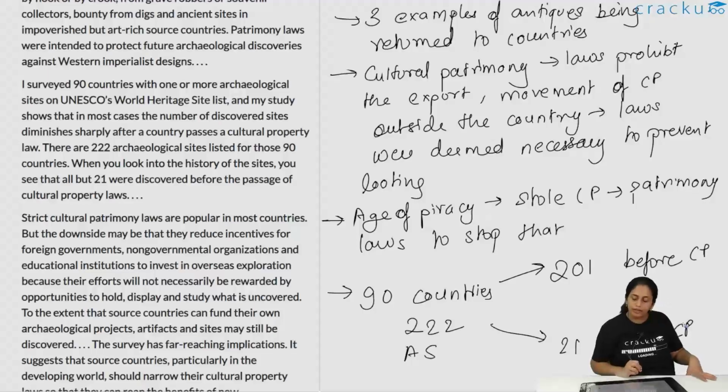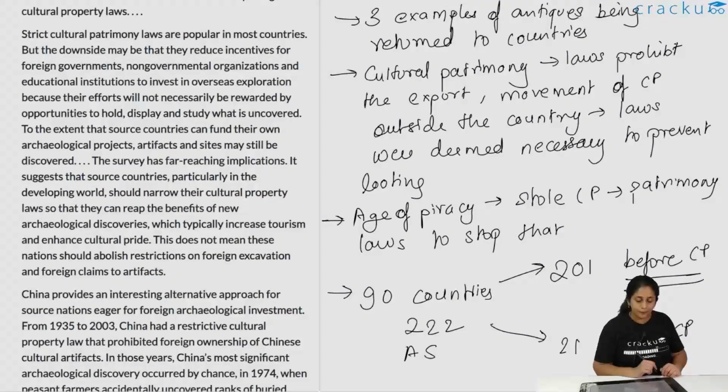So what is the point being made over here? That before the laws were there, a lot of sites were being discovered. After the laws came into being, very few sites were discovered. Most of the sites that were discovered were in fact discovered before the patrimony laws came into place. So this is a claim made by the author.